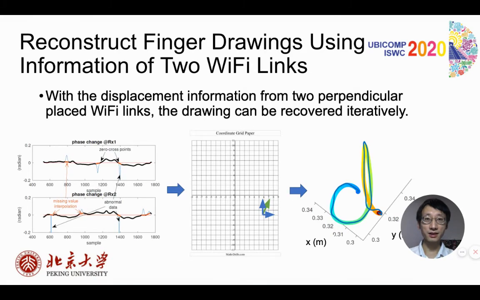The extracted displacement from one Wi-Fi transceiver pair is not enough to recover drawings. We add another receiving device as a second transceiver link perpendicular to the first one to provide additional displacement information. The 2 receiving devices have different segmentation for the drawing. Despite that, the motion displacement is aligned by receiving time on the 2 devices. With the information from the 2 dimensions, we can reconstruct the finger drawing trajectory iteratively.